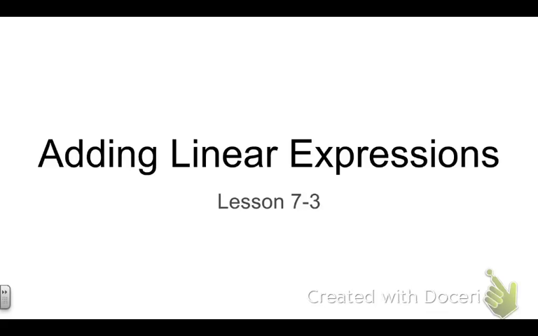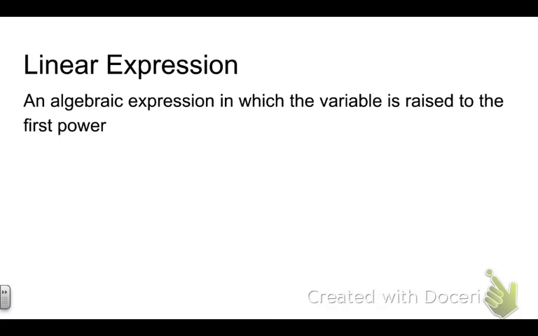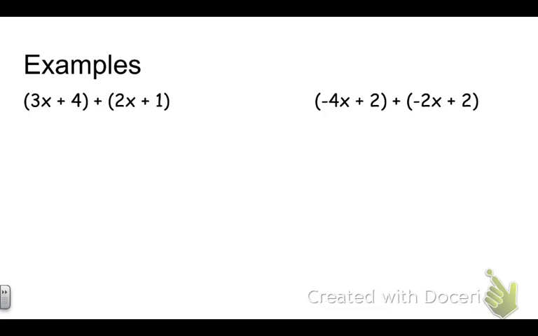Lesson 7.3, we've got adding linear expressions. So first off, a linear expression is an algebraic expression where the variable is raised to the first power. What that means is there's no square or cube or to the fourth power. It's just x or y. There's no exponent in the corner. So for example, we need to add in parentheses 3x plus 4 plus 2x plus 1.